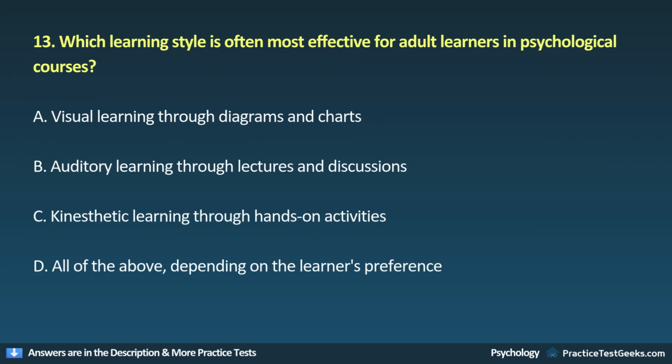13. Which learning style is often most effective for adult learners in psychological courses? A. Visual learning through diagrams and charts. B. Auditory learning through lectures and discussions. C. Kinesthetic learning through hands-on activities. D. All of the above, depending on the learner's preference.